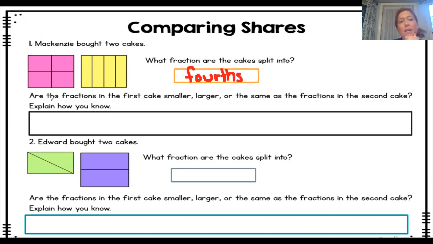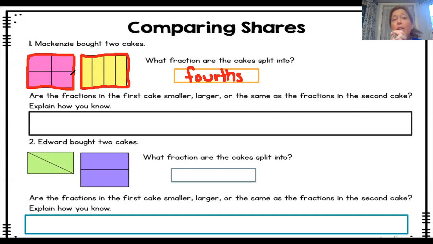Now the question says, are the fractions in the first cake smaller, larger, or the same as the fractions in the second cake? Okay, so if we look at the pieces, we can't really tell, but we know that this whole cake is the same size as this whole cake. So because those 2 cakes are the same size, when they're cut into fourths, no matter whether it's up and down or left to right or cross, they are the same size because you have the same size cake that you are partitioning into 4 pieces.